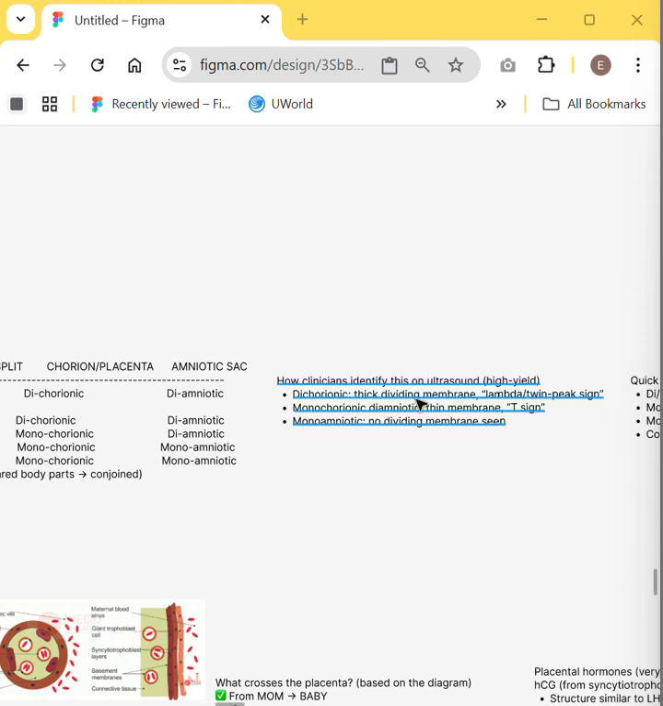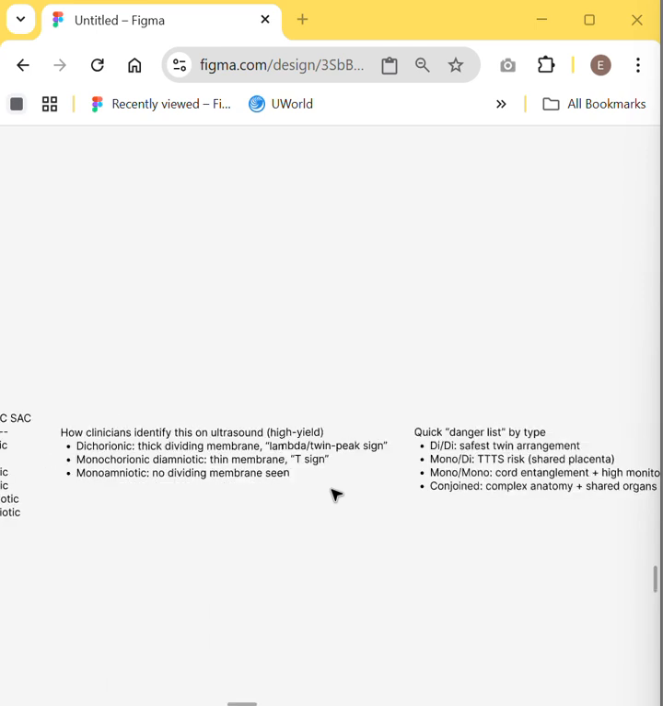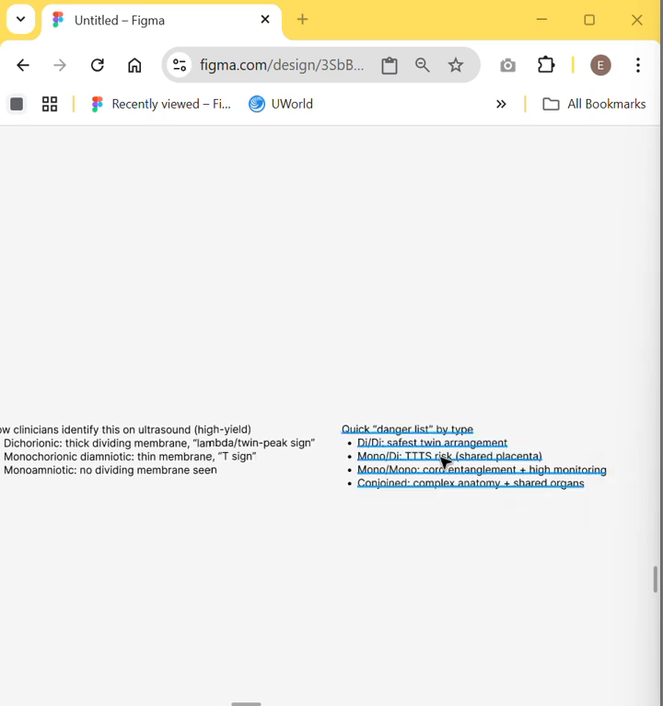How do clinicians identify this on the ultrasound? In dichorionic, you have a thick dividing membrane, which is like a lambda or twin peak sign. In monochorionic diamniotic, there's a thin membrane with a T sign. And in monoamniotic, you have no dividing membrane seen. So in di you have the safest twin arrangement. In mono di you have a twin transfusion syndrome risk because they're sharing a placenta. In mono mono you have a cord entanglement risk, and in conjoined it's a very complex anatomy because the organs are shared.